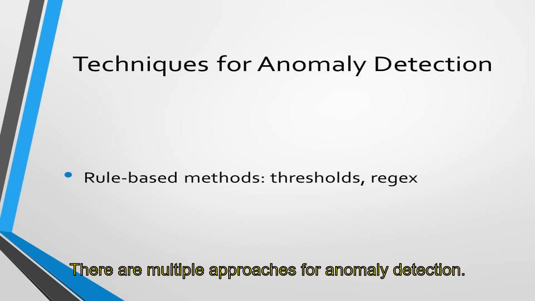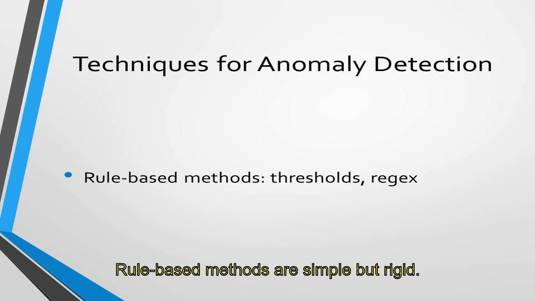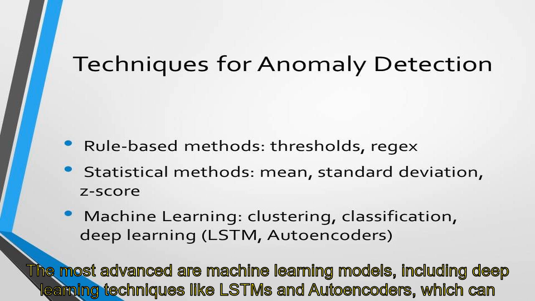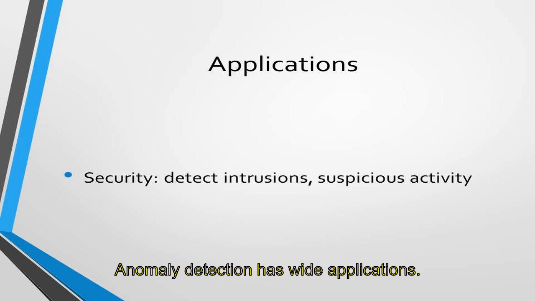There are multiple approaches for anomaly detection. Rule-based methods are simple but rigid. Statistical methods use mathematical thresholds. The most advanced are machine learning models, including deep learning techniques like LSTMs and autoencoders, which can learn complex patterns in log data. Anomaly detection has wide applications.